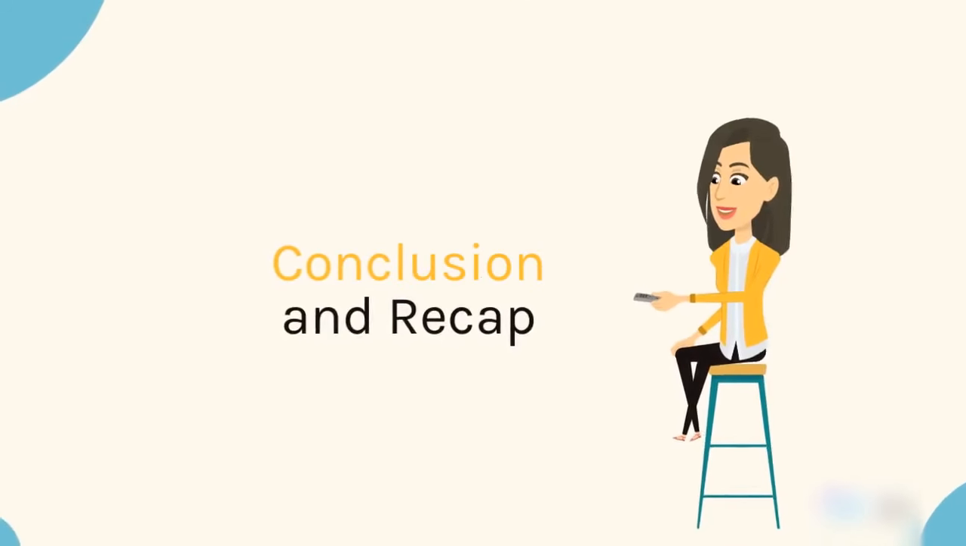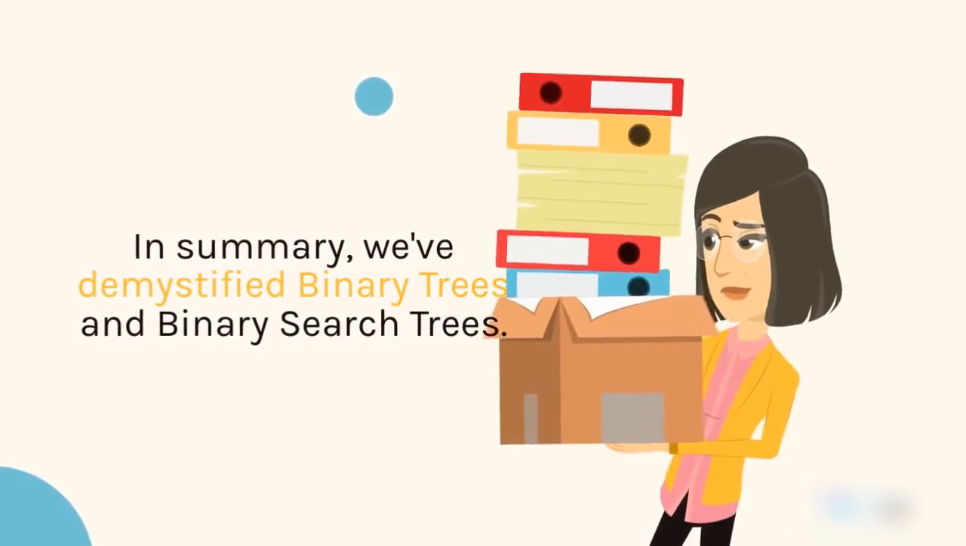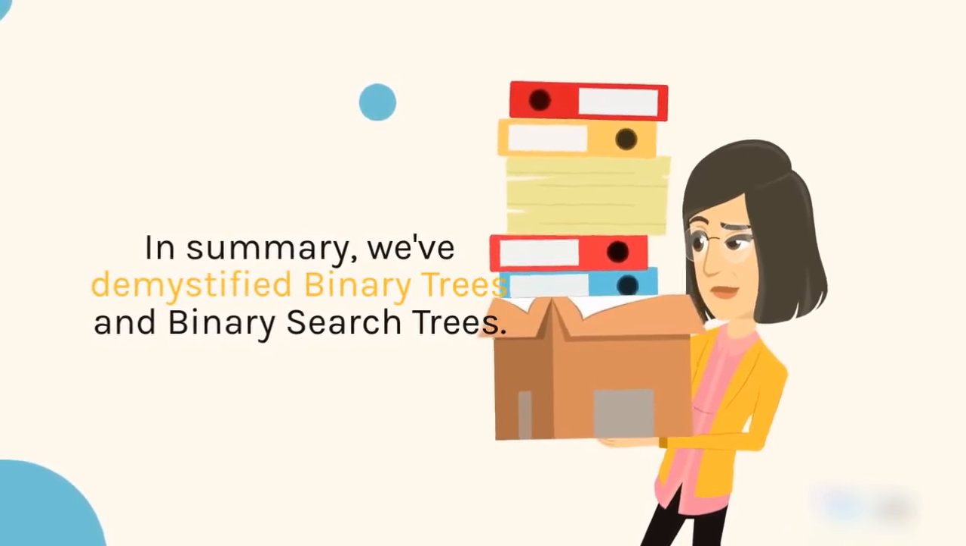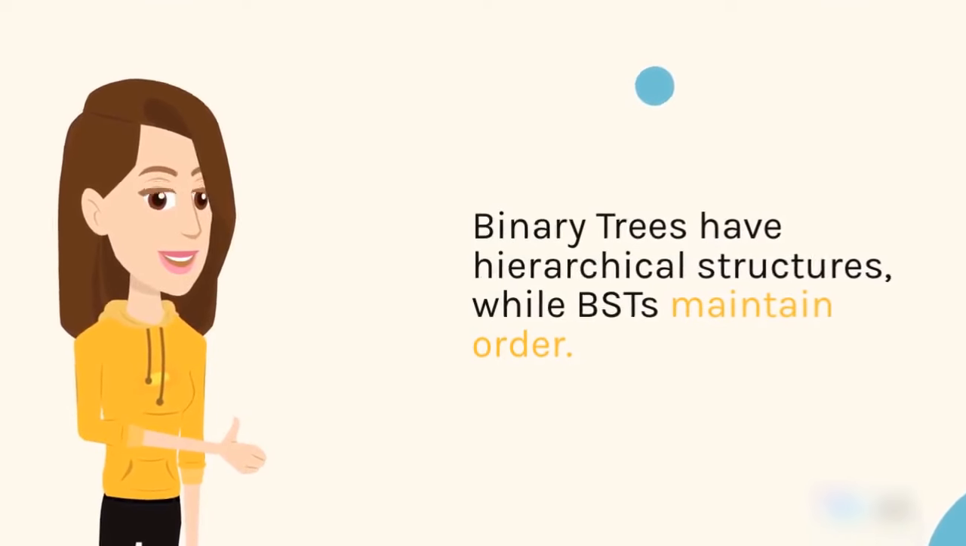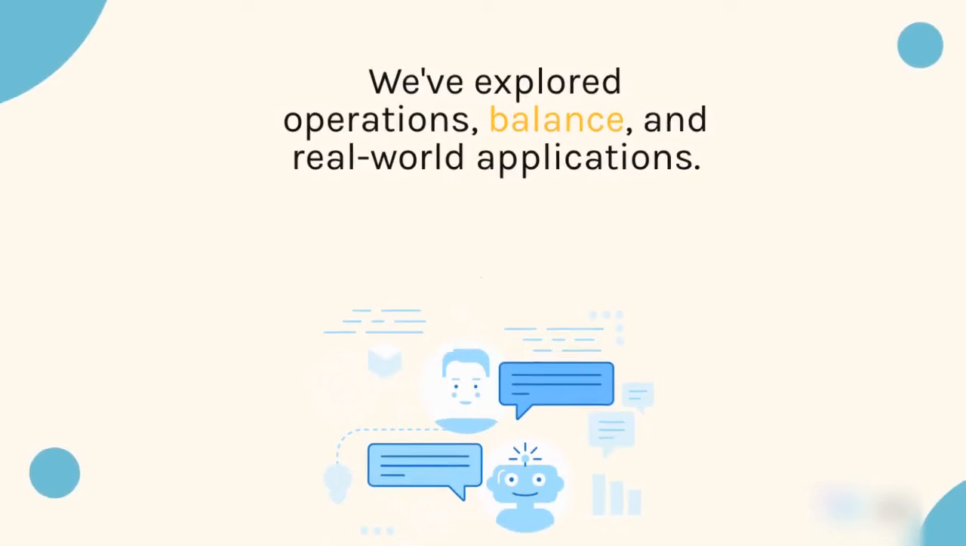Conclusion and recap. In summary, we've demystified binary trees and binary search trees. Binary trees have hierarchical structures, while BSTs maintain order. We've explored operations, balance, and real-world applications.